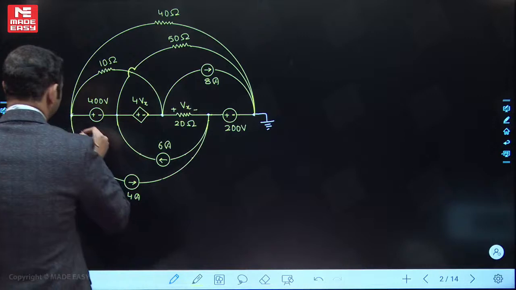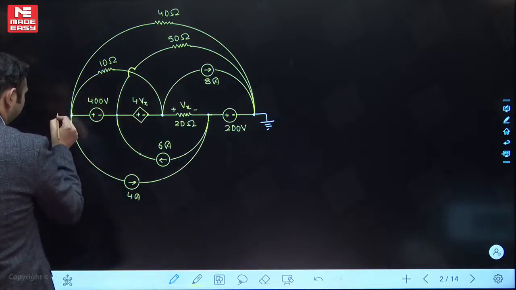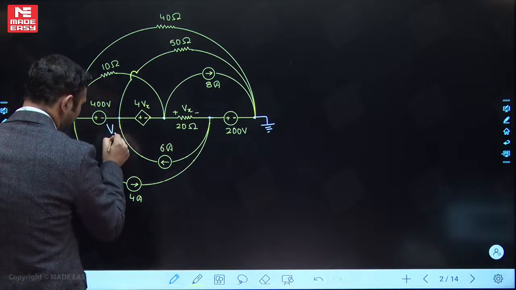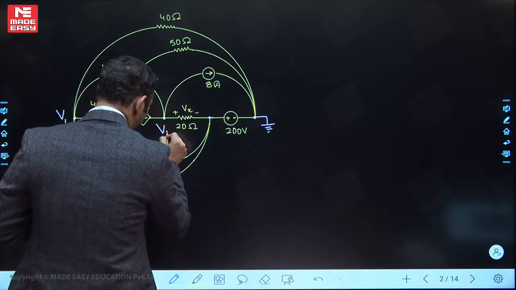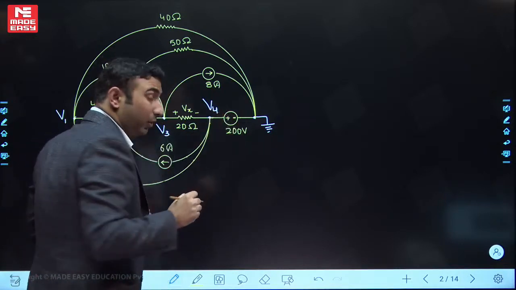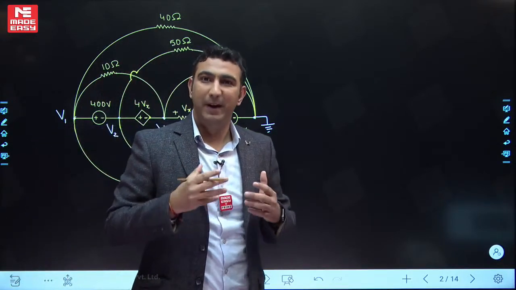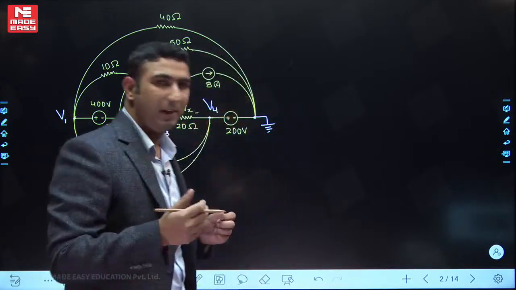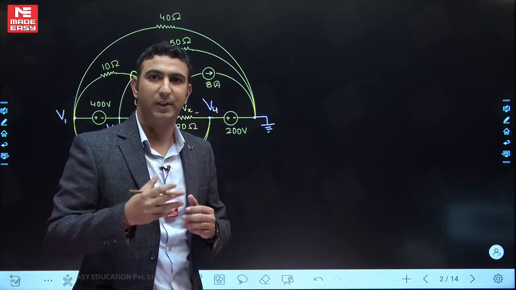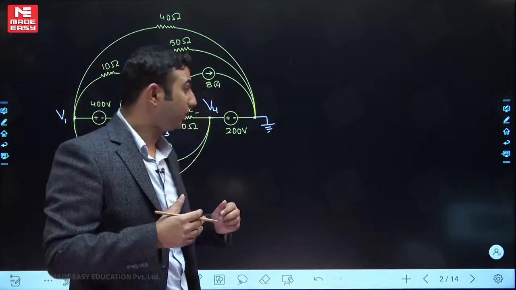Mark them. Let's say this is node V1, this is V2, this one V3, V4. Moreover, I won't be solving the equations, I'll just be making them, because solving would be a waste of time. I have already solved all the questions, and I'll just give you the answers so that when you solve at home later on, you can cross-check.